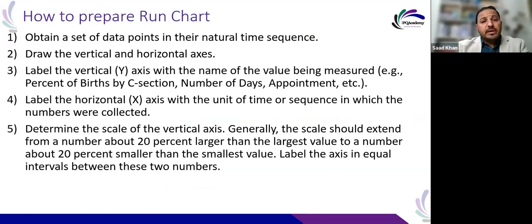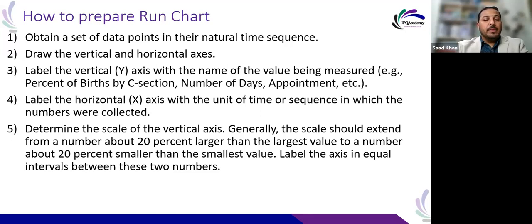Now, how to prepare this run chart? This is also very important. First, you have to obtain data points, and then draw a chart with a vertical and horizontal axis. There will be a y-axis where you will put the values, like I put an example of percentage of birth C-sections, or number of days, appointments, any kind of things. And then on the x-axis, you will put the unit of time, or the sequence of whatever you are intending to collect.